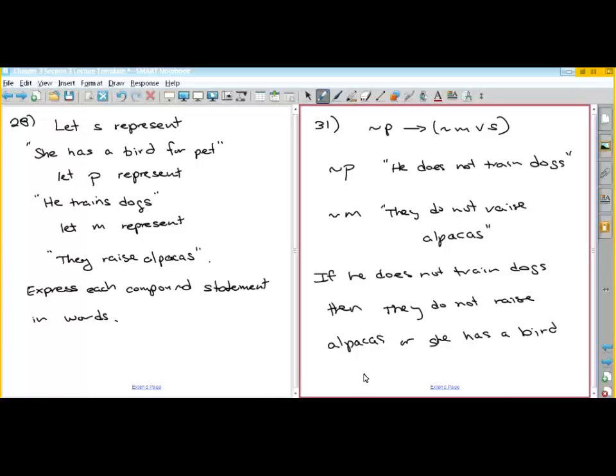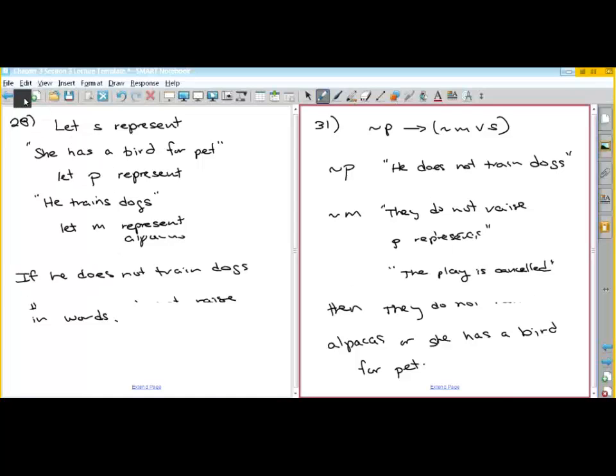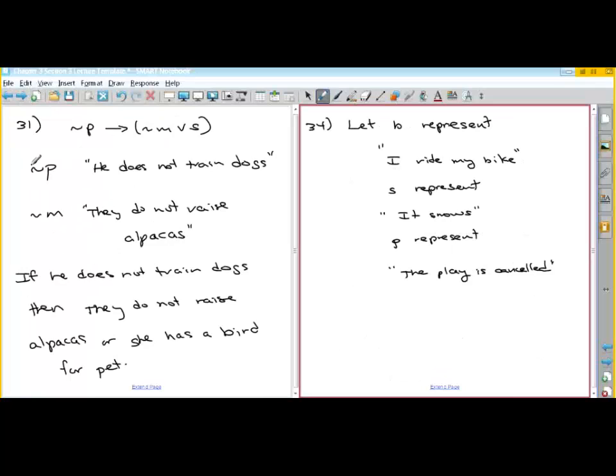Again, this doesn't necessarily have to make any sense at all for right now, because all we're doing is trying to learn how to change symbolic logic into words and the opposite way. So we found the negations. You could do it in your head. You might just say, well, let's see, he trains dogs, so the negation of P is they do not train dogs. So you don't have to write this out. I'm just doing it so you see what's going on.